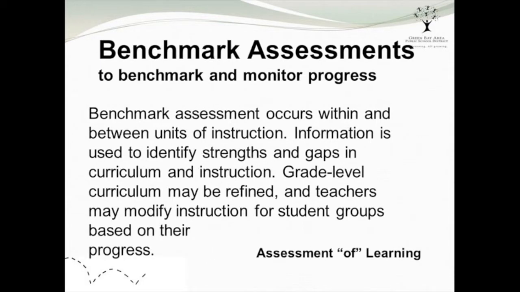Benchmark assessments are designed to benchmark and monitor progress. Benchmark assessment occurs within and between units of instruction. Information is used to identify strengths and gaps in curriculum and instruction. Grade level curriculum may be refined, and teachers may modify instruction for student groups based on their progress.